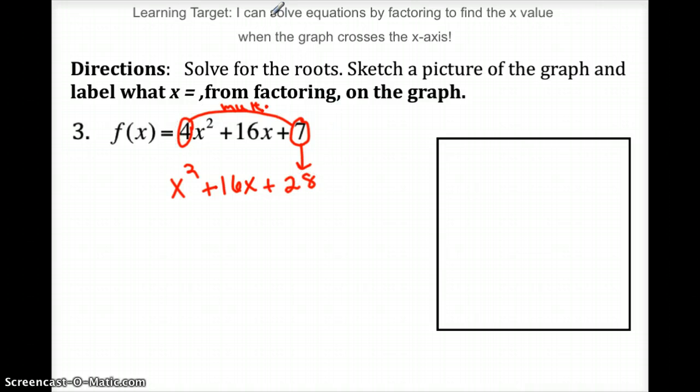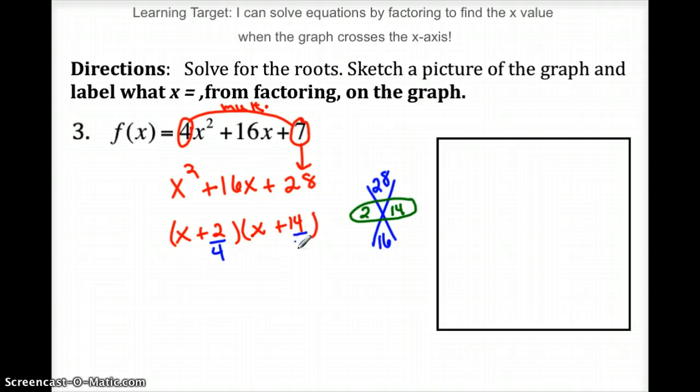Okay. So I'm going to do an X puzzle here. 28 on top, 16 on the bottom. What will multiply to 28 and add to 16? Well, let's see, 2 and 14. That'll do it. Okay, so when I come over here and I factor in my groups, plus 2 plus 14, divide by that 4, okay, that we dropped.